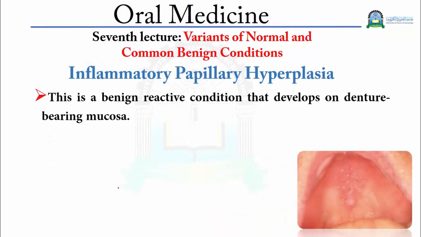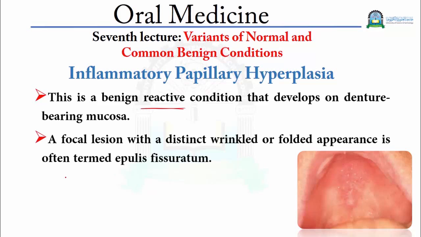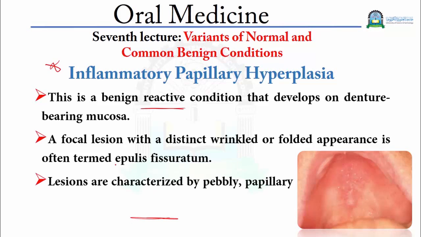Inflammatory papillary hyperplasia is a benign reactive condition that develops on the denture bearing mucosa. A focal lesion with a distinct wrinkled or folded appearance is often termed epulis fissuratum. This lesion is usually associated with a malformed restoration or prosthesis, or a patient with bad oral hygiene who has a restoration or prosthesis, complete denture or partial denture or whatever.